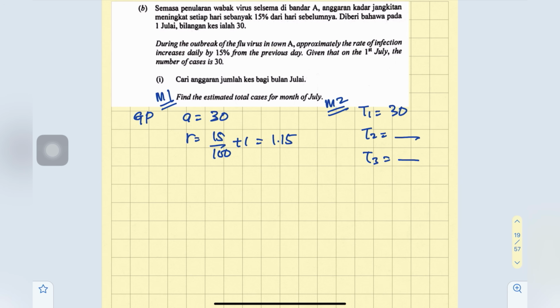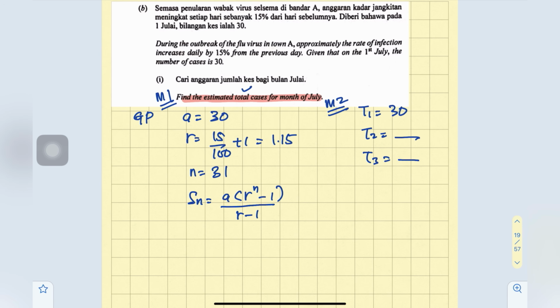Okay, so B1, find the estimated total cases for the month of July. This sentence is important, it has the word total, and the word July. So it means we know July has 31 days, so N equals 31. Total means we have to find SN. So SN for a geometric progression with R is 1.15. The formula is A, R power of n minus 1, over R minus 1, because R is more than 1.